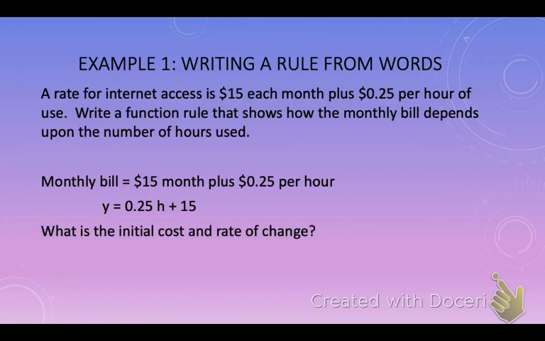So some questions that I might ask you is, first, what is the initial cost and the rate of change? So the initial cost, well, that was the $15 you have to pay. That's your flat fee. And the rate of change is 0.25, or 25 cents per hour. So please copy this all into your notebook. Again, if you need to pause the video, pause the video. When you're ready to move on, go ahead and move on.